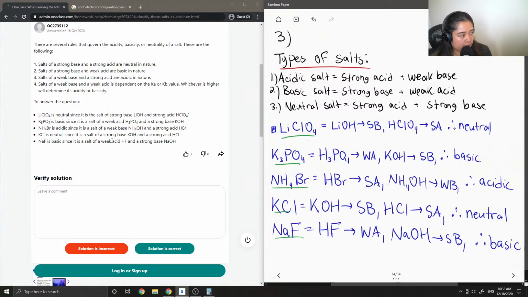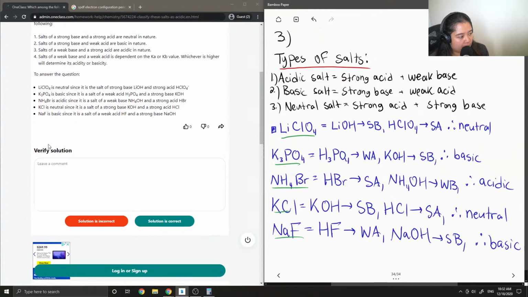To answer the question, this one's neutral. Salt of a strong base and strong acid. A3PO4 is basic since it's a salt of a weak acid and strong base. And ammonium bromide is acidic since it is salt of a weak base and a strong acid. Potassium chloride is neutral since it's a salt of a strong base and strong acid. Lastly, sodium fluoride is basic since it is a salt of a weak acid and a strong base. Yep, so this solution is correct.